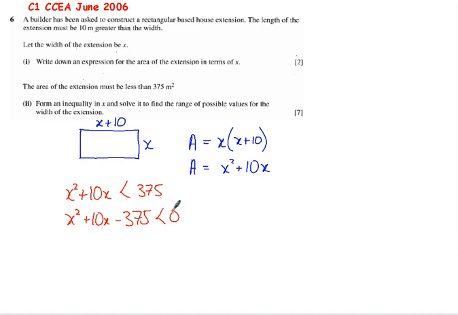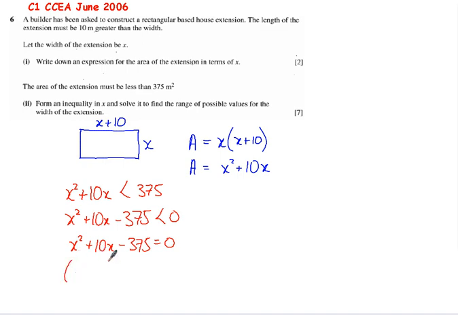Now what we're asked to do is solve this inequality and find the range of possible values for the width of the extension. Now to solve this inequality, the first thing I'm going to do is look at the corresponding quadratic equation equals 0. And what I want to do is find two numbers that multiply to give minus 375 and add to give 10.